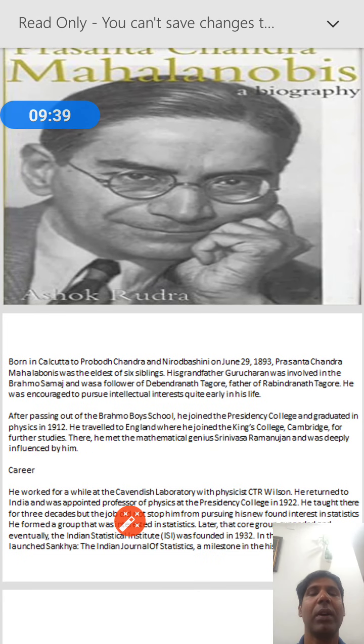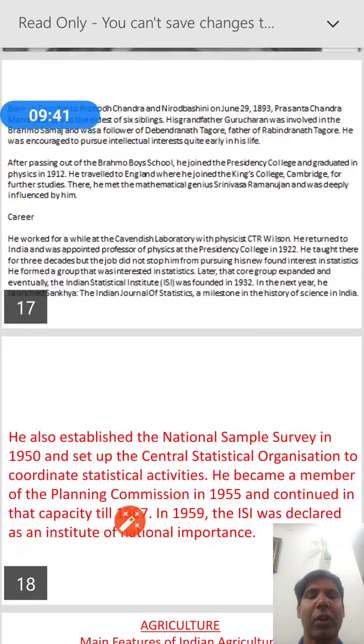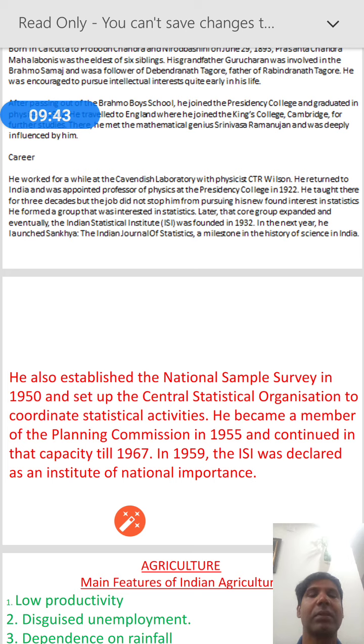You can see that. He was born in Kolkata, and he also established things. Please go through his autobiography. He also established the National Sample Survey in 1950 and set up the Central Statistical Organization to coordinate statistical activities. Last year we studied statistics, all of you know that.